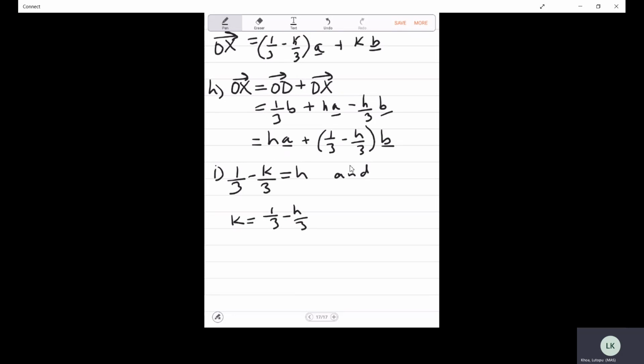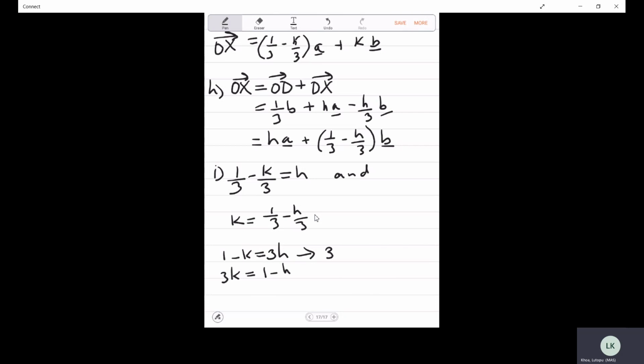Before I substitute, I think it's always a good idea to simplify. So I'll multiply the first one by 3, and the same thing with the second one. So what I get is 1 minus k is equal to 3h, and 3k is equal to 1 minus h. Okay, then we can do substitution. You can solve them however you want to solve them. The choice is really yours. Use elimination if you want to.